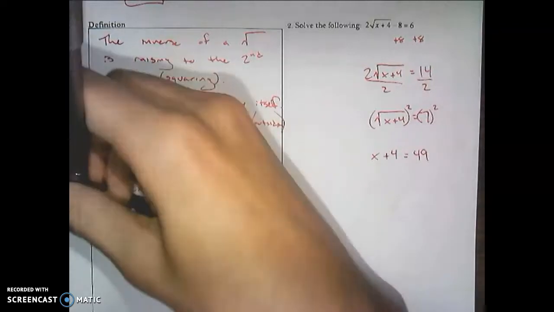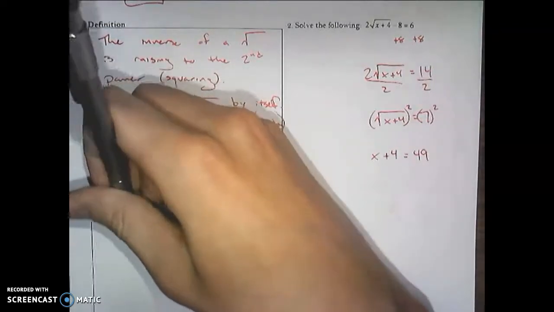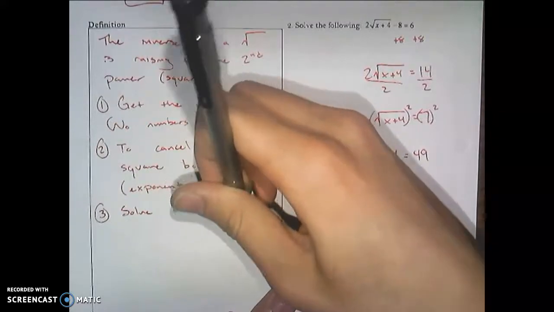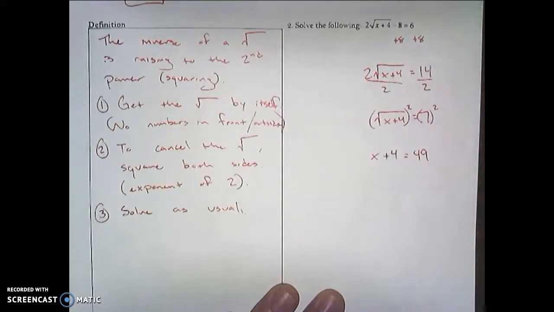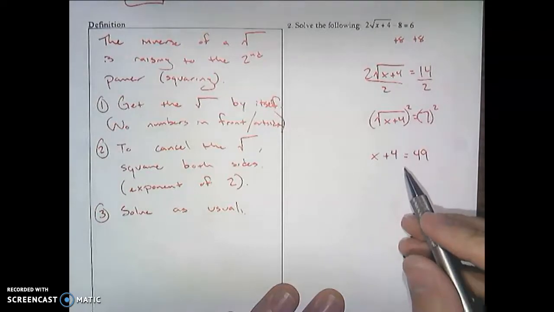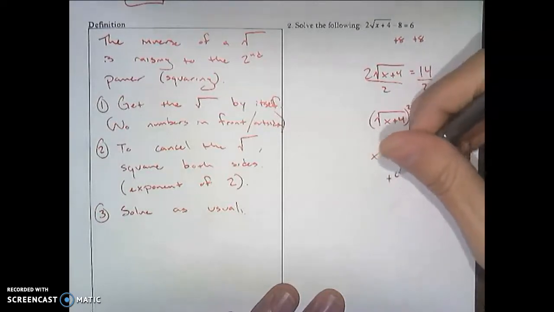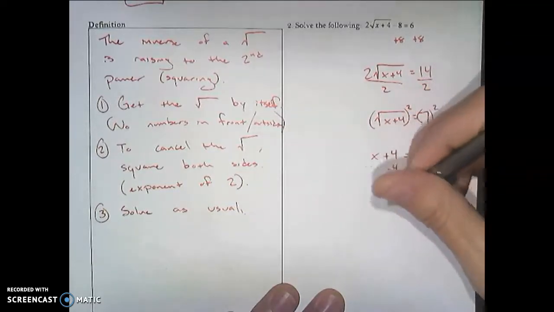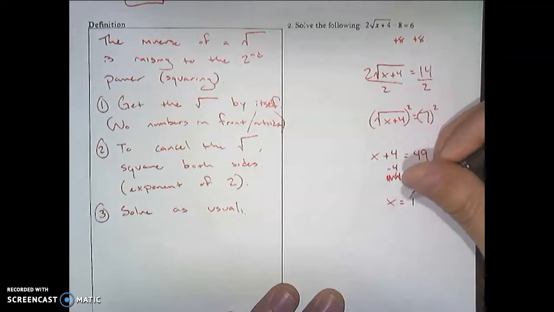Step 3 is we just solve for x as usual. So here we've got x plus 4 equals 49. The last step is we subtract 4. And these cancel, and we have x equals 49 minus 4 is 45.